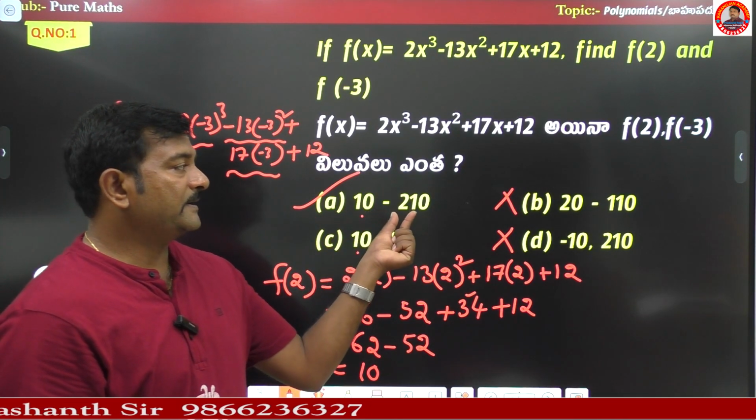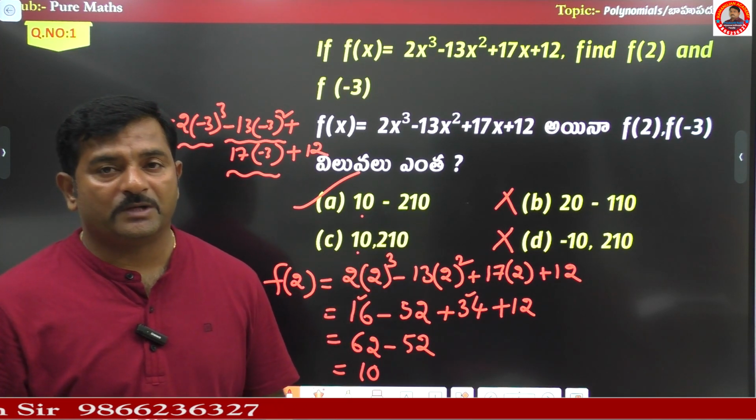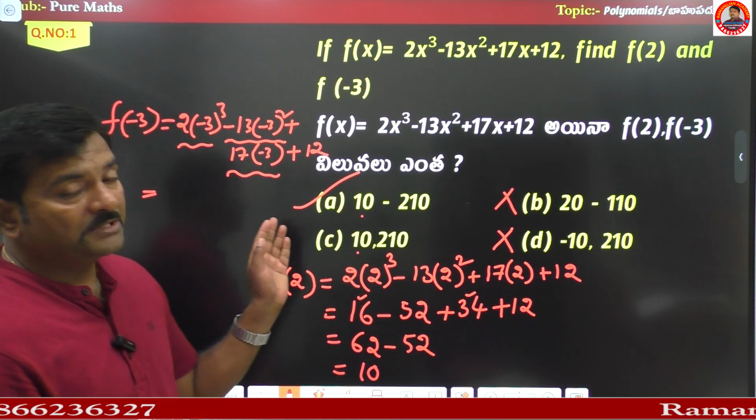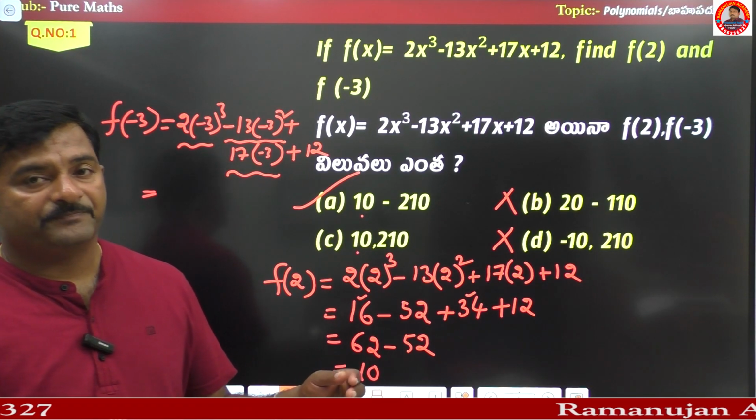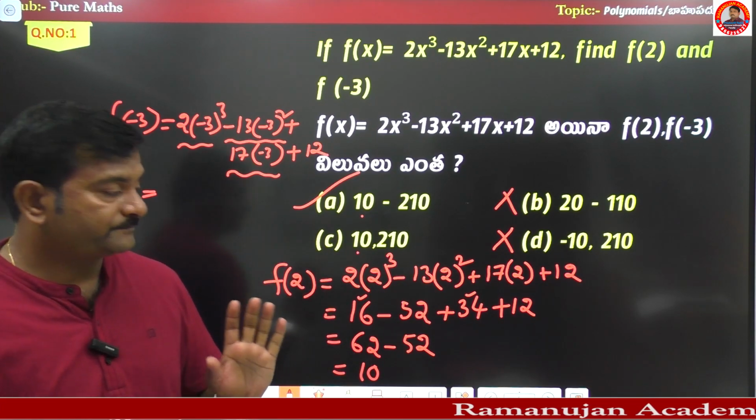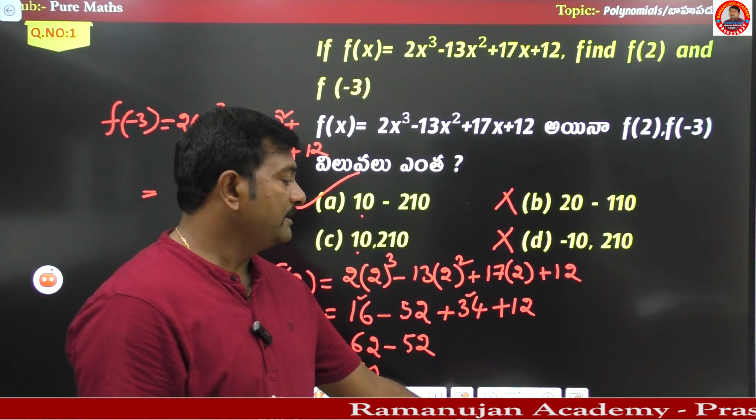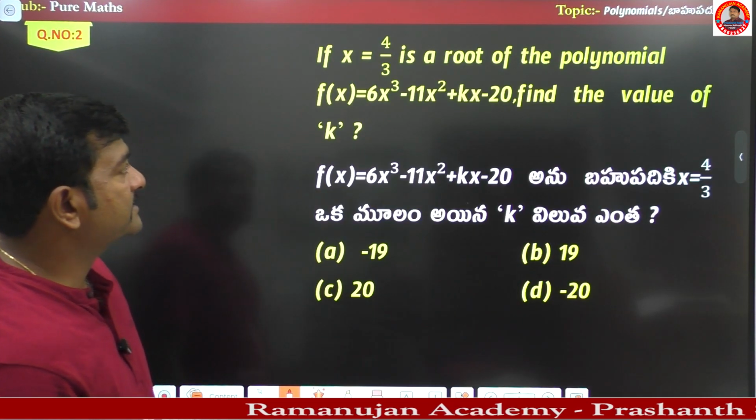So the first one is 10, the second value must be minus 210, not plus 210, because we are having 3 negative numbers and we have only one small positive number. Here the final answer must be negative for the second case, the f of minus 3 case.